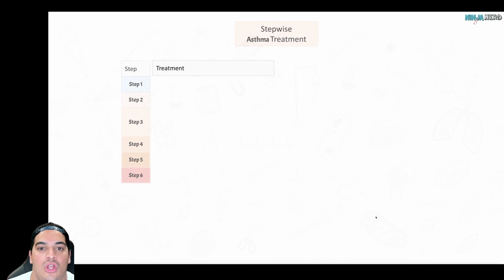So I want you to think about this pathophysiology and think about where we could utilize drugs to block this pathway. With that being said, I want us to go through a stepwise asthma treatment. A patient comes in, they have asthma, you need to be able to think about how you're going to start their treatment process, especially on your boards exam.